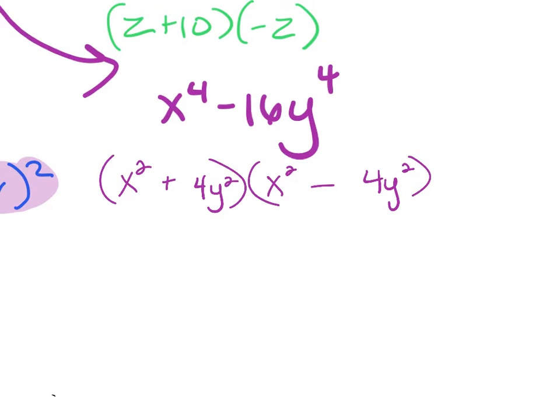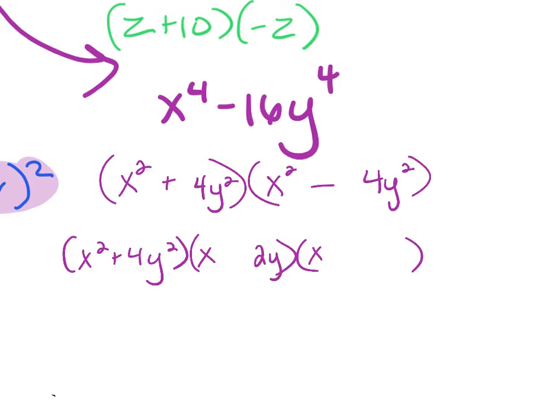The second one is, again, the difference of two squares. So I rewrite the first one, but the second I'm going to split into two. Square root of x squared, and I get x and x. Square root of 4y squared, and I get 2y and 2y. One gets a plus, one gets a minus.